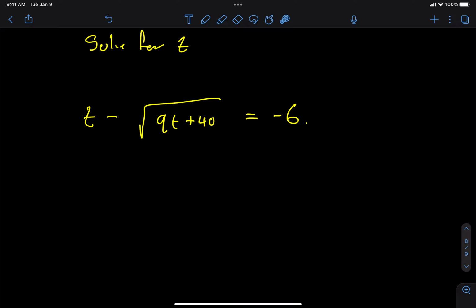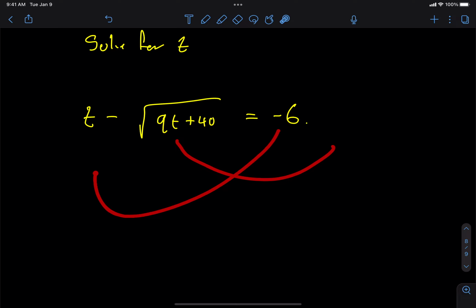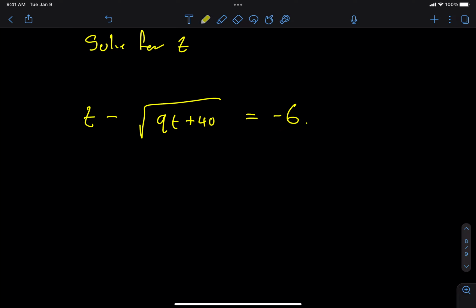So let's go ahead and do that. I can do that in one of two ways. I can move the t over, or I can move the 9t over and then the 6 over, and then everything would be positive. Whichever way you want to do it, I'll leave it on this side for now. So I'll do negative the square root of 9t plus 40 is equal to negative 6 minus t.